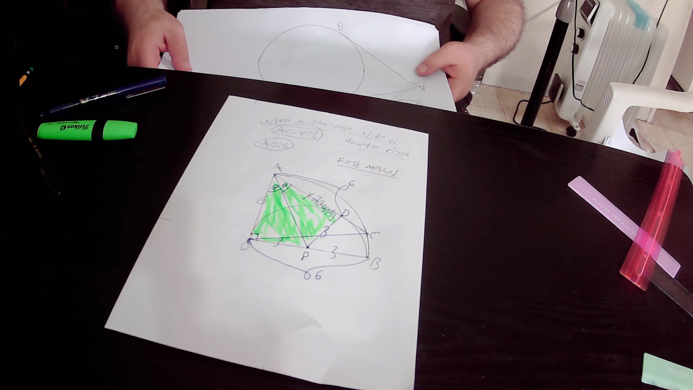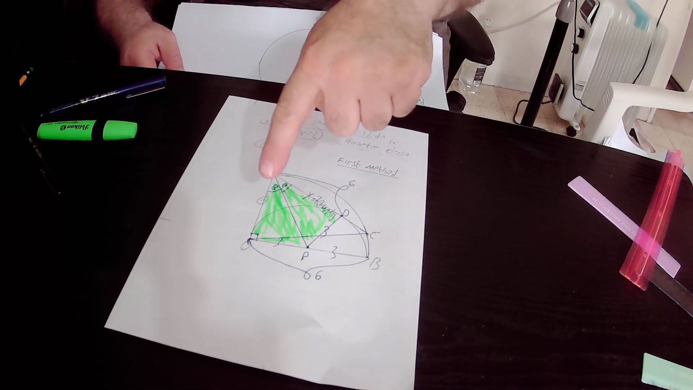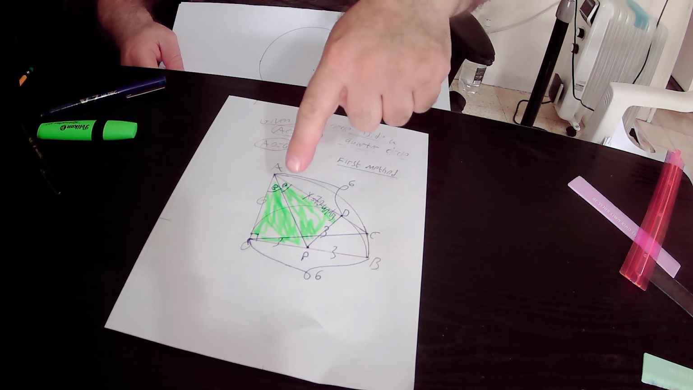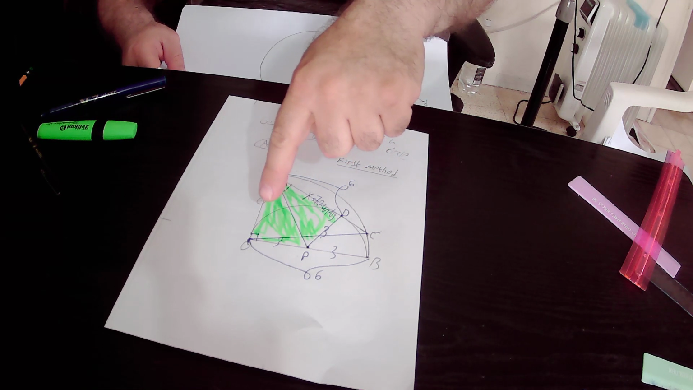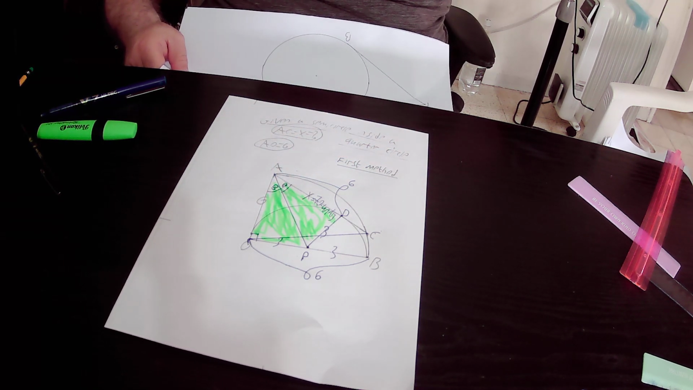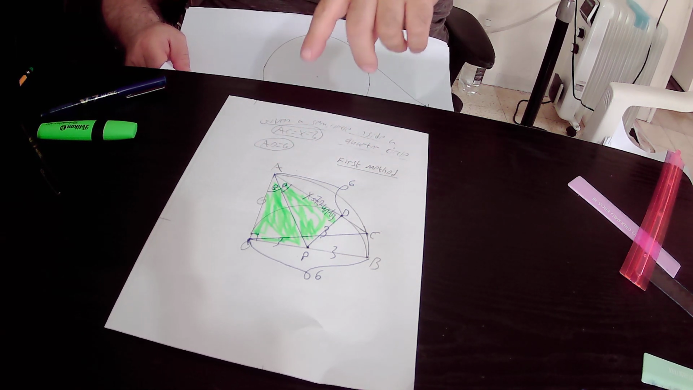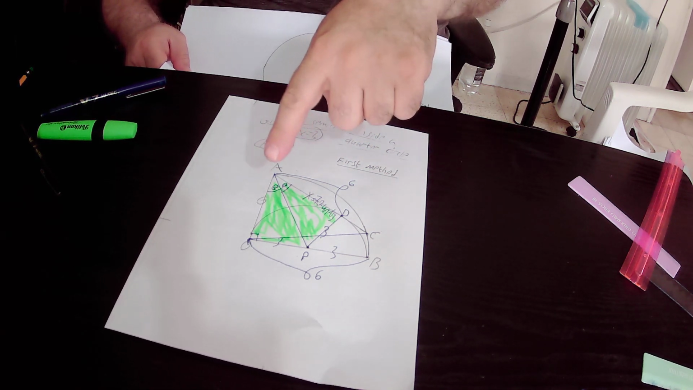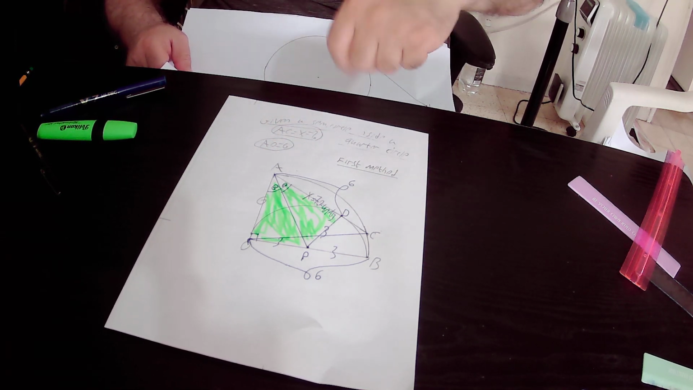So first of all, because AOB is a quarter circle, point O must be the center of the quarter circle. And the angle AOB must be equal to 90 degrees. This angle is 90 degrees, it is the right angle. And because point O is the center of the quarter circle and point A is a point of the quarter circle itself, AO is the radius of the quarter circle, because that is exactly the definition of a radius.